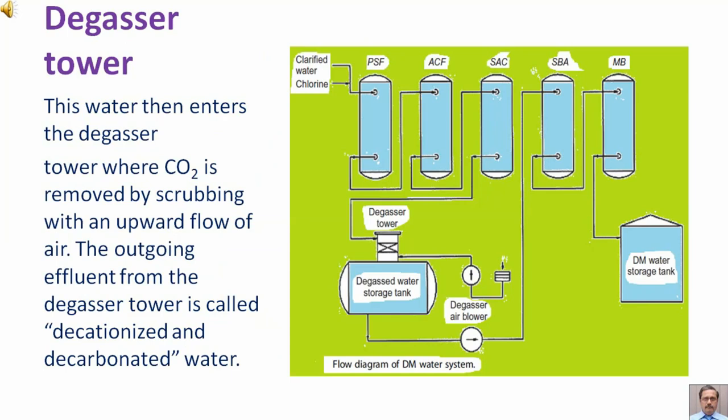This water then enters the degasser tower, where CO2 is removed by scrubbing with an upward flow of air. The outgoing effluent from the degasser tower is called decationized and decarbonated water.